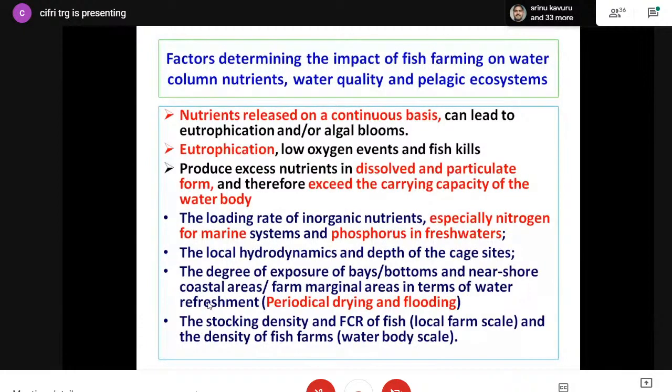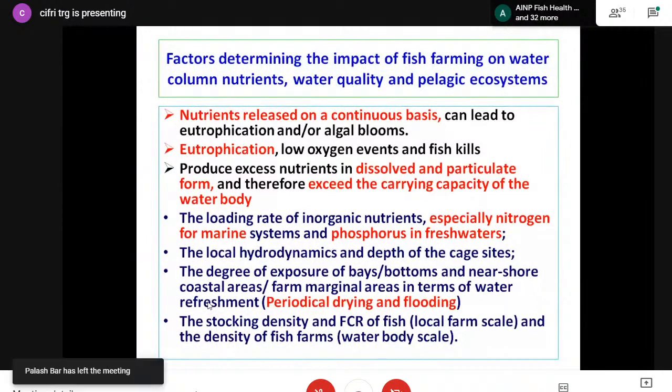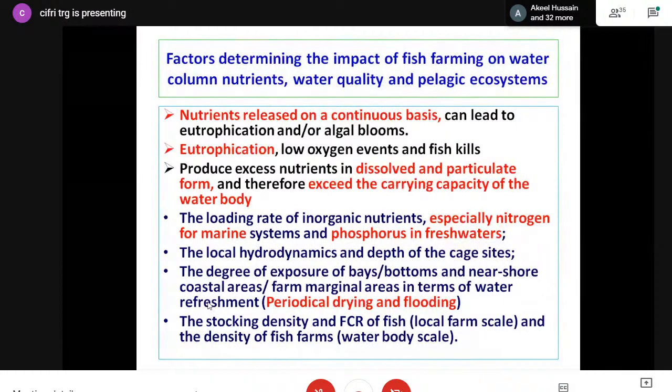And once the nutrient, particularly the nitrogen, is excreted, that will enrich the environment, and that will lead to eutrophication. Eutrophication means enrichment of nutrients. And how does it come? Because of unbalanced feed. If it is a more nitrogenous feed, that will deteriorate the water quality. If it is less digestible, then it will also deteriorate the water quality. So if this happens, then what will happen?